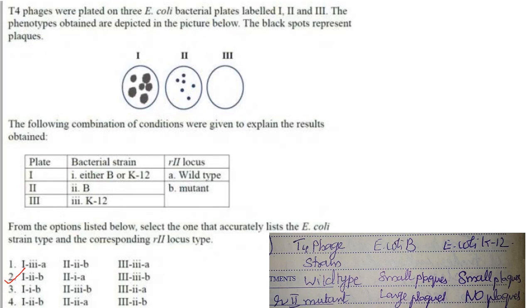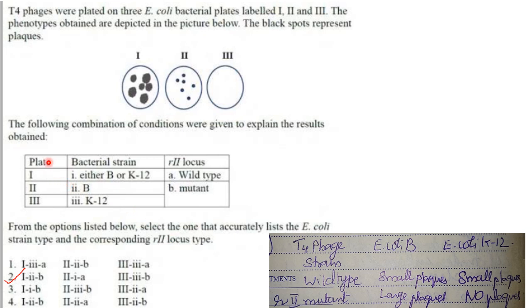Then next one. T4 phages were plated on 3 E. coli bacterial plates labeled 1, 2 and 3. The phenotypes obtained are depicted in the picture below. The black spots represent plaques. These are large plaques, these are small plaques, here no plaques. The following combination of conditions were given to explain the results. This is plate, bacterial strain, R2 locus. From the options listed below, select the one that accurately lists the E. coli strain type and the corresponding R2 locus type.